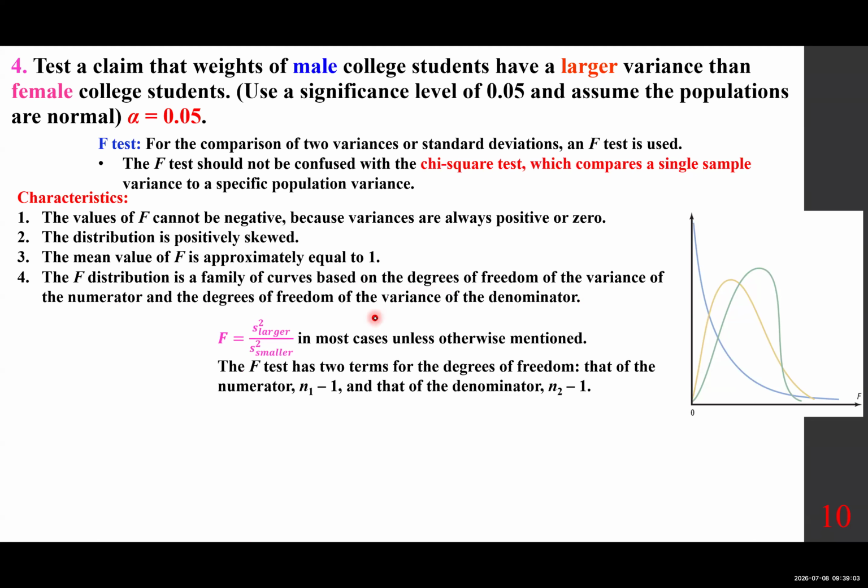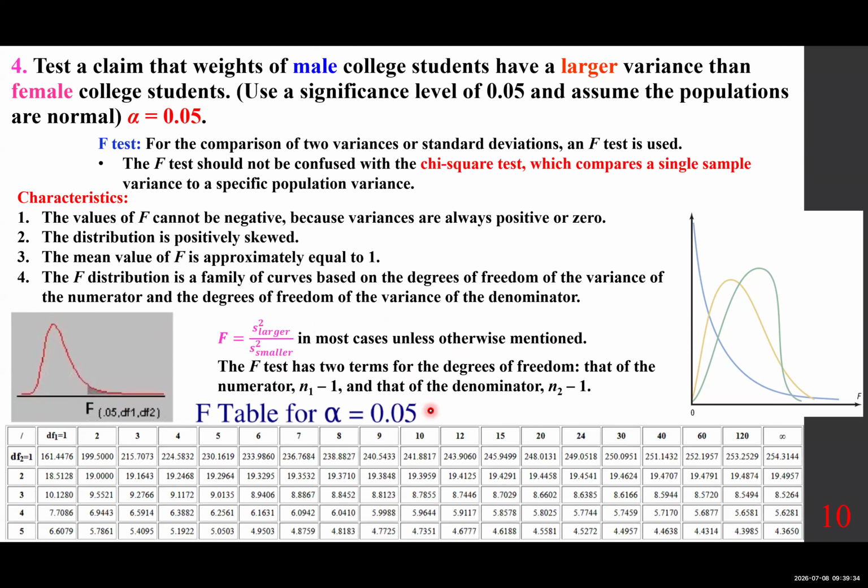So F is S1 squared over S2 squared. We choose the larger one because of the limitation of F distribution to be the first group. So S of larger. Okay, so the first group is the one with the larger variance. In most cases, unless otherwise mentioned, the F test has two terms for the degrees of freedom, that of the numerator n1 minus 1 and that of the denominator n2 minus 1.